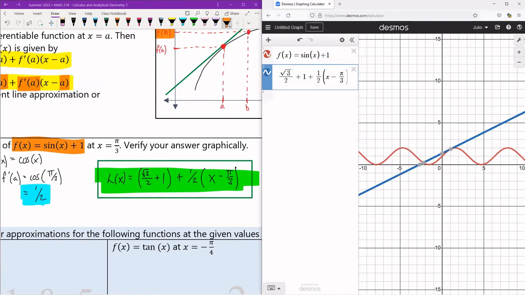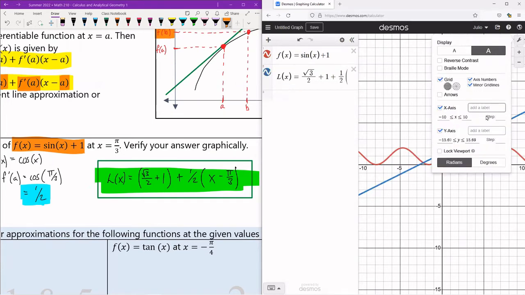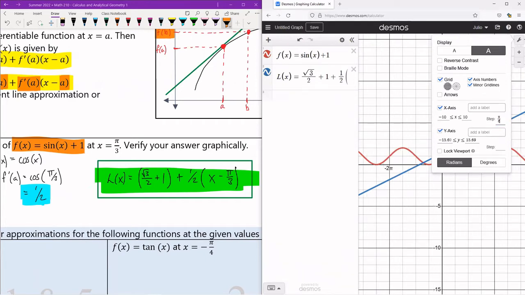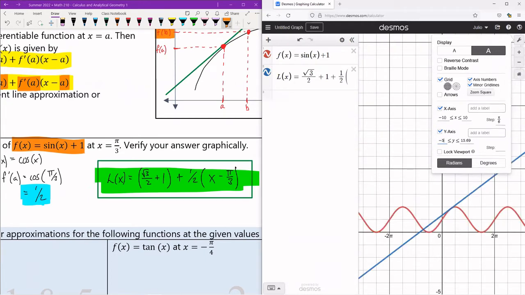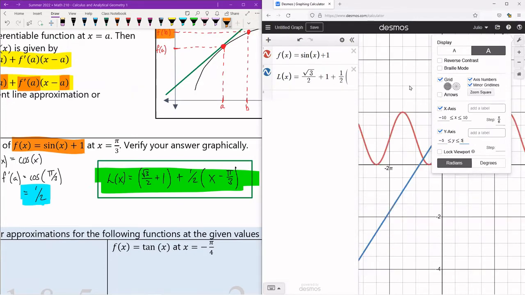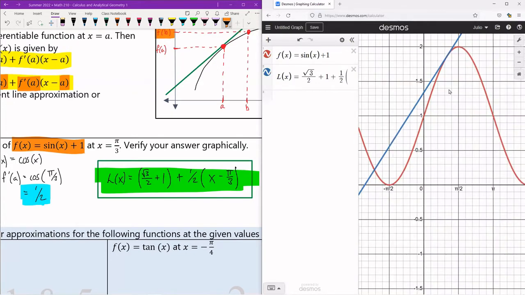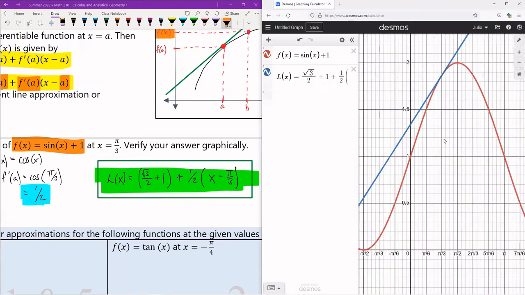Okay, so remember how I said we needed it close to pi over 3, let me go ahead and change some of these things. I'm going to do pi over 6 steps. And then my y-axis, I'm not going to make it that big. I'm going to change that to -5 to 5. Stretch it out a little bit so we can see what's going on. Okay, there we go. So remember how I said this is supposed to be an approximation at pi over 3? So if we go over to pi over 3 on our graph, lo and behold, our line looks pretty darn tangent at that point.